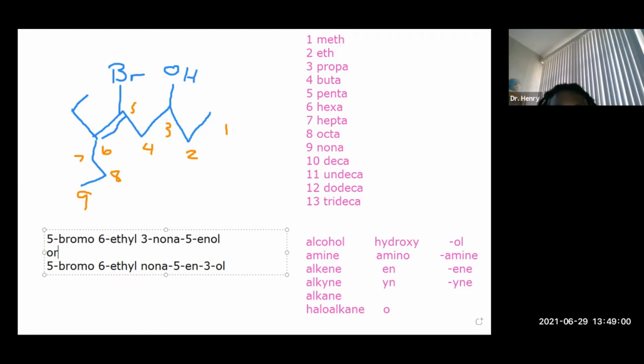It's because of the double bond. That's right, because we have a double bond between the 5 and the 6 right here. Yes, because the double bond has lower priority. Normally you would have the nonene if there wasn't the other stuff, right? Exactly. The OH takes priority. It's just the prefix in that case.